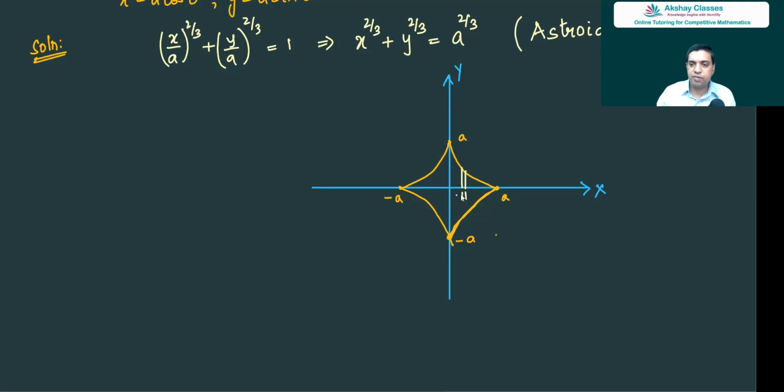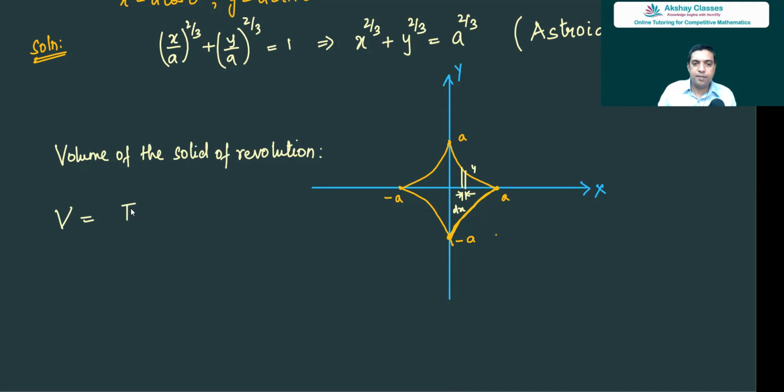This is the strip dx at a distance x. This is y. So the volume of the solid of revolution, V, is pi y square dx, with x ranging between -a to a.